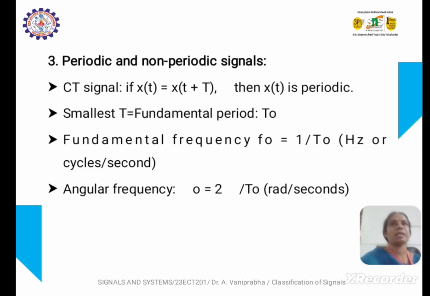The smallest time period T is known as the fundamental period T naught. Fundamental frequency is nothing but f naught is equal to 1 by T naught hertz. From that we can find the angular frequency as 2 pi by T naught. So, the fundamental time period is calculated with the help of the coefficient of t, by having the formula 2 pi f is equal to omega. From that we can find the frequency, and in turn 1 by f is found to be the fundamental time period T naught.